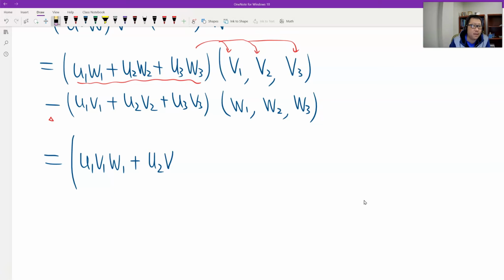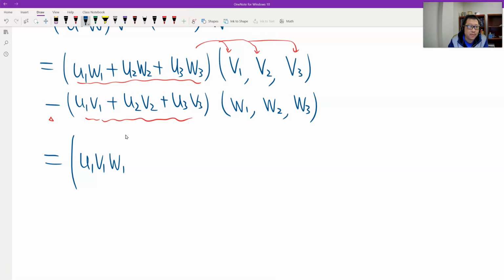Sorry, no, I get it wrong. I skipped one step. I will not skip the step. Let me do it directly, not skipping the step. Because it is too long, I skipped one step. So I find that the first component should be all these times V1, and then minus all this times W1. Okay, so how many terms? Six terms. I write the six terms down.